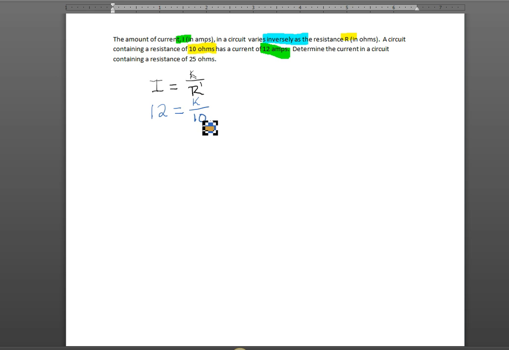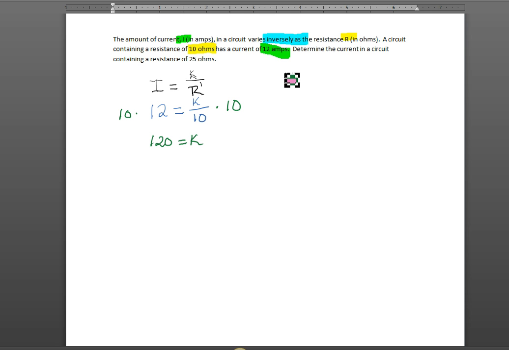So step number 3 is to solve for K, and since this is division, we are going to multiply both sides by 10 to solve for K. And so we're going to end up with 120 equals K. Step 4, which is the most important step, is to take our solved K value and plug it back into our original step 1 function there.